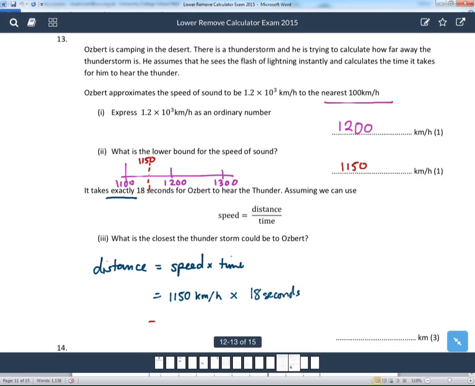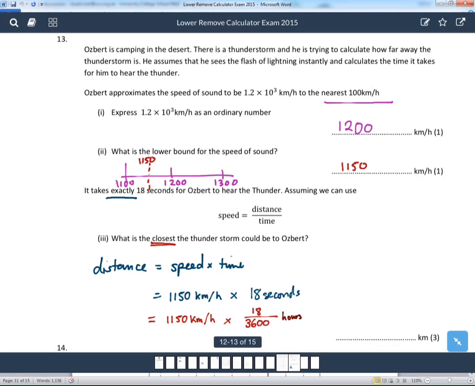This doesn't make sense. We either need to work out how many kilometers per second the speed travels at, or how many hours it takes for the thunder to be heard. So I'm going to do the latter. I'm going to look at how many hours it takes. So to find the hours, we're going to do 18 seconds divided by 60 to find the number of minutes, and divided by 60 again to find the number of hours. So it's going to be 18 divided by 3,600. Okay, this is the hours.